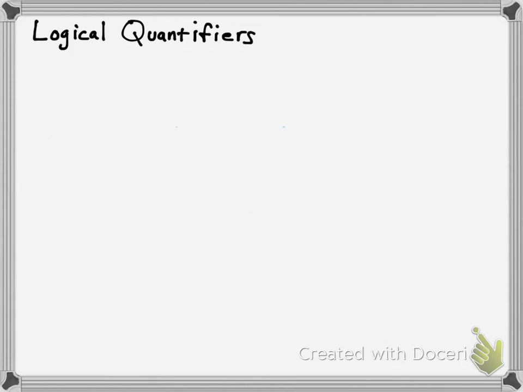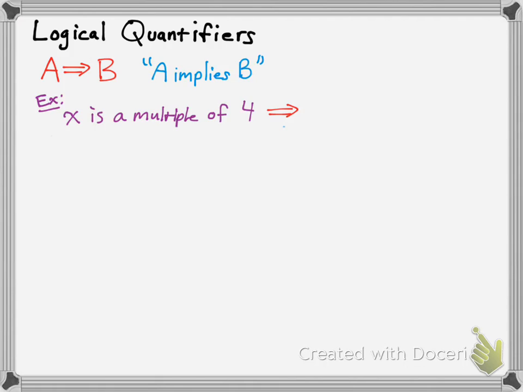Okay, so these are some logical quantifiers. So we have A implies B. This right here means implies. So that's how you would say A implies B in English or in words. And this is an example. Say x is a multiple of 4. This would imply that what? X is even.